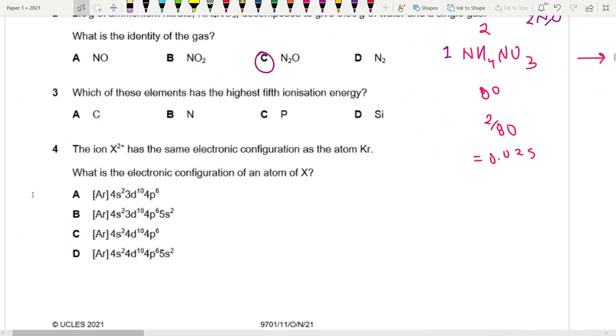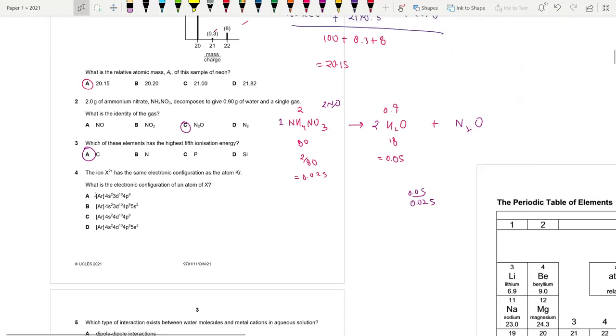Could I clarify? So according to that logic, 3 should be A. This is a bit tricky, right? Now the ion X2 plus has the same electronic configuration as the atom krypton.